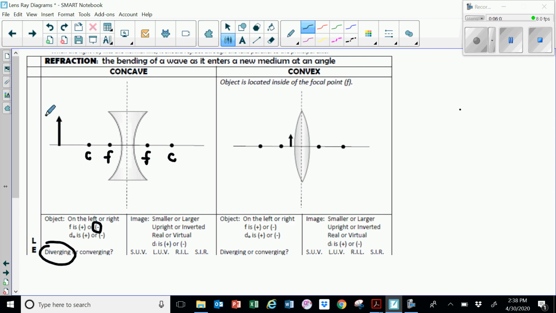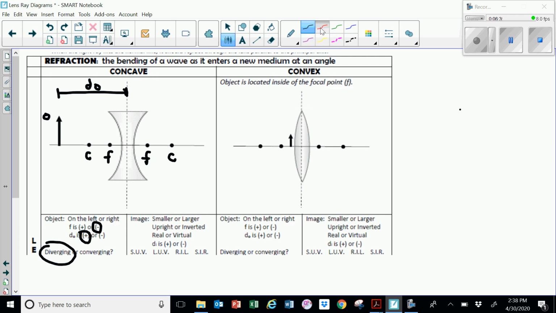Okay. This is the object. The distance, DO, is the distance of the object to the vertex. This is DO, and that distance is going to be positive. The focal point, which is on this side, the same side as the object, is going to be negative. These rules, what I'm showing you here, apply to all concave lenses.